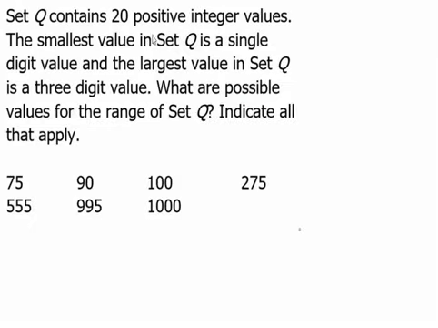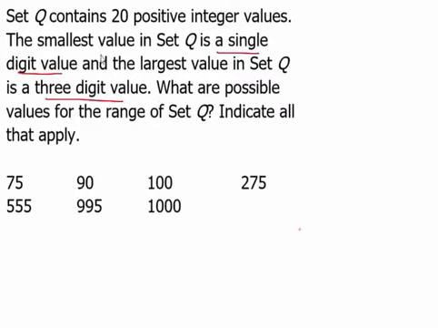Set Q contains 20 positive integers. The smallest number in set Q is a single-digit number, and the largest number is a 3-digit number. What are possible values for the range of set Q? Indicate all that apply. So there can be more than one correct answer. In a way, this problem is about finding the range of a range.